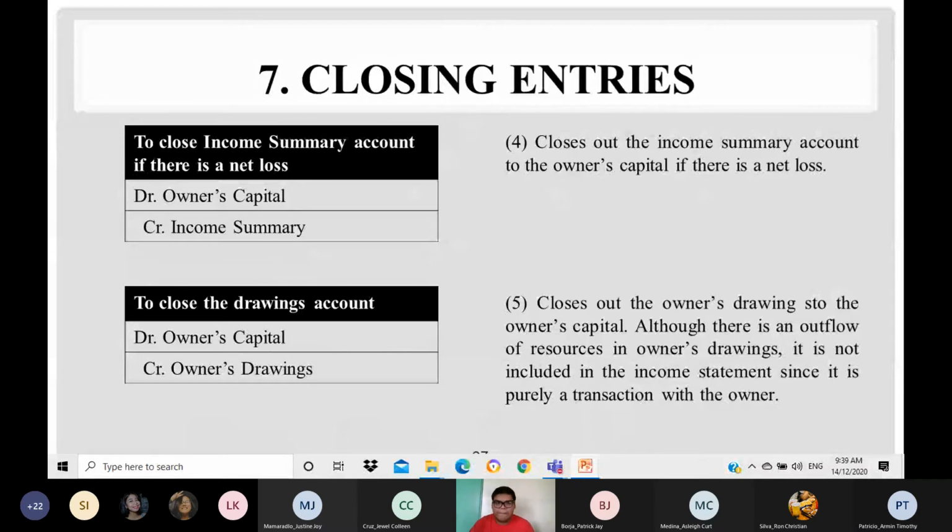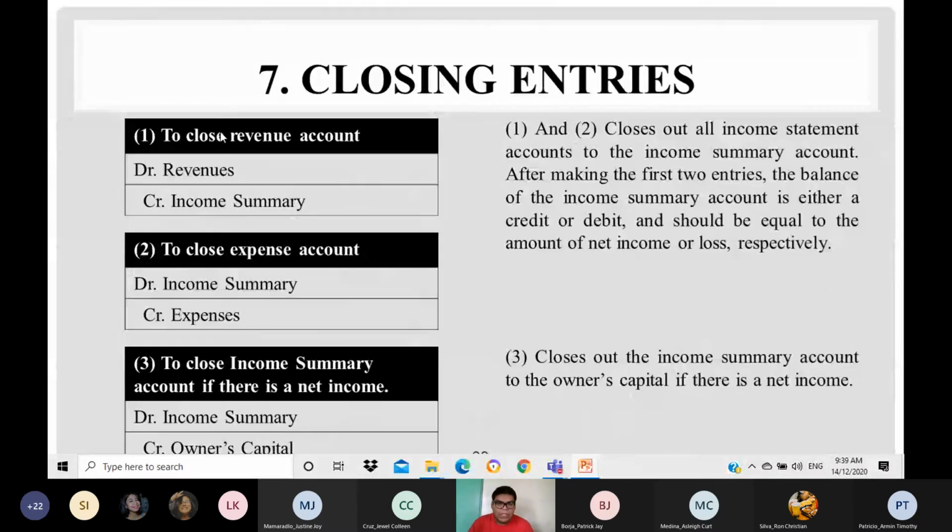So, explain ko lang ulit. So, itong dalawa, to close the revenue and the expense accounts, and it closes out all the income statement accounts to the income summary account. After making the first two entries, the balance of the income summary account is either a credit or a debit and should be equal to the amount of net income or loss, respectively.